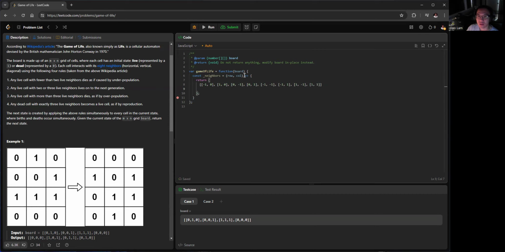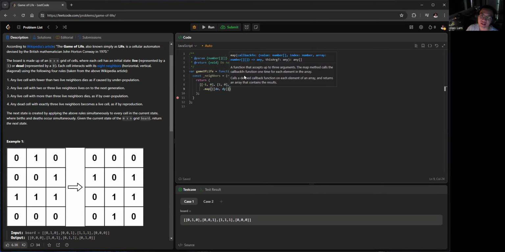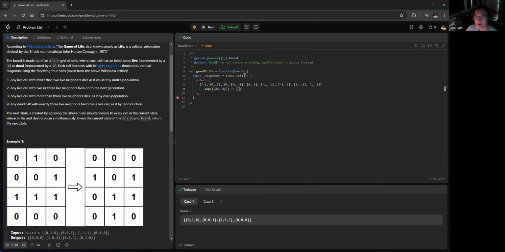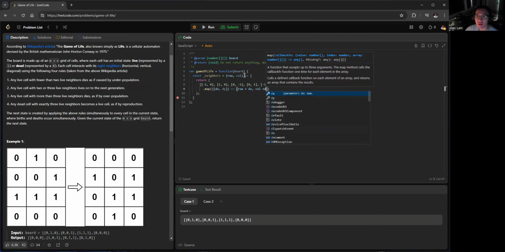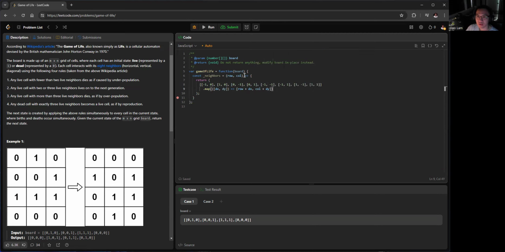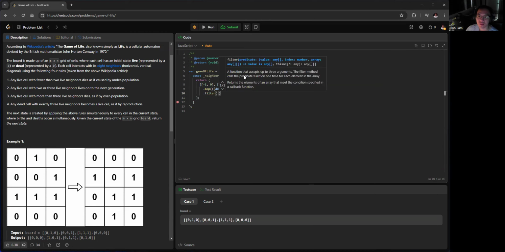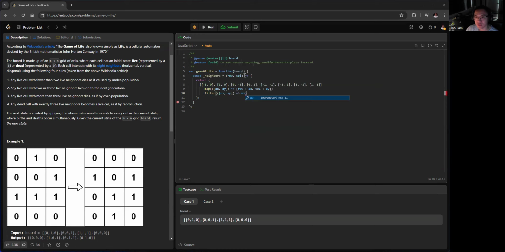Okay. So we need to map it. So this is dx and dy, right? Delta x and delta y. So our new possible position will be row plus dx and column plus dy. And after we map it, we need to filter it, right? So this is new x and new y. So new x has to be less than the number of rows. New y needs to be less than the number of columns, right?